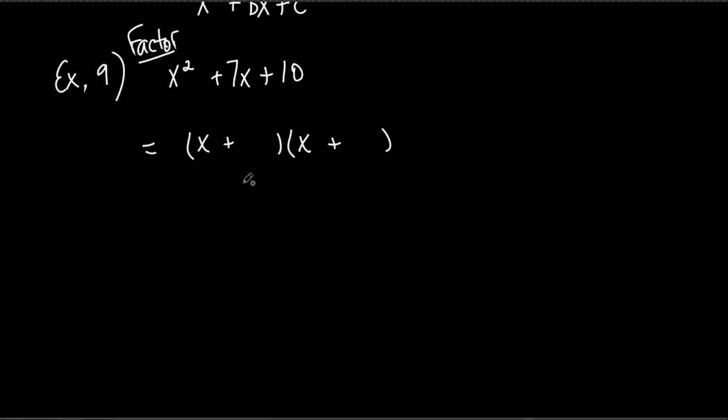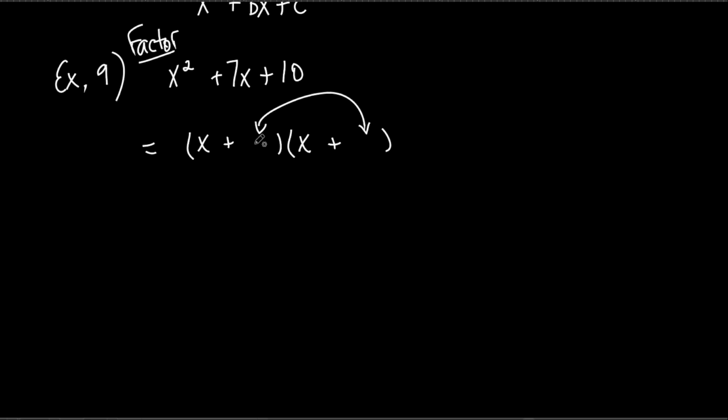So what has to happen, though, do you remember when we did the FOIL method? The outside and the inside, what had to happen to the outside and the inside? They had to add up to be this middle term right here. So here's what you have to think. This times this has to multiply to 10, all right? And this times this has to add up to what? To 7. So what you have to do is mentally think, what times what is equal to 10? And those same two numbers have to add up to be 7, all right? So does 10 times 1 work? No, because 10 times 1 does equal 10. That's true. But if I add 10 and 1, what do I get? I get 11, and this is not an 11.